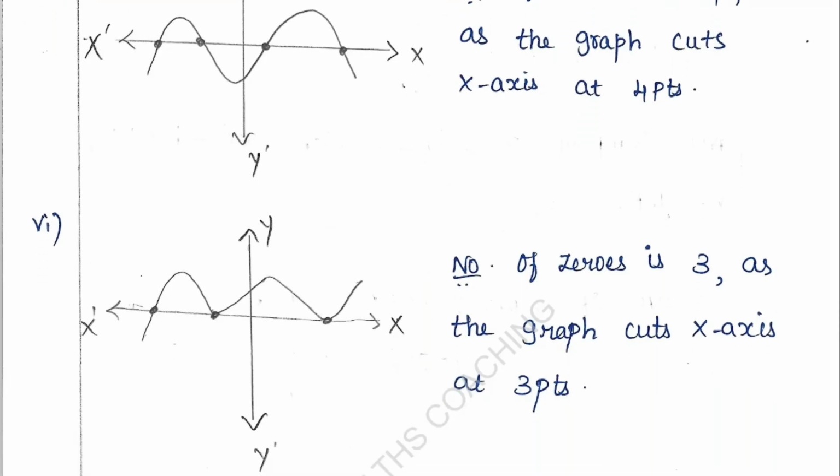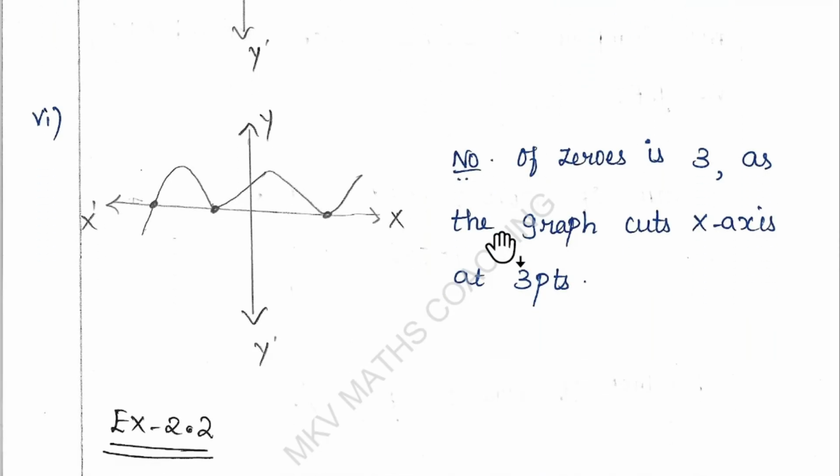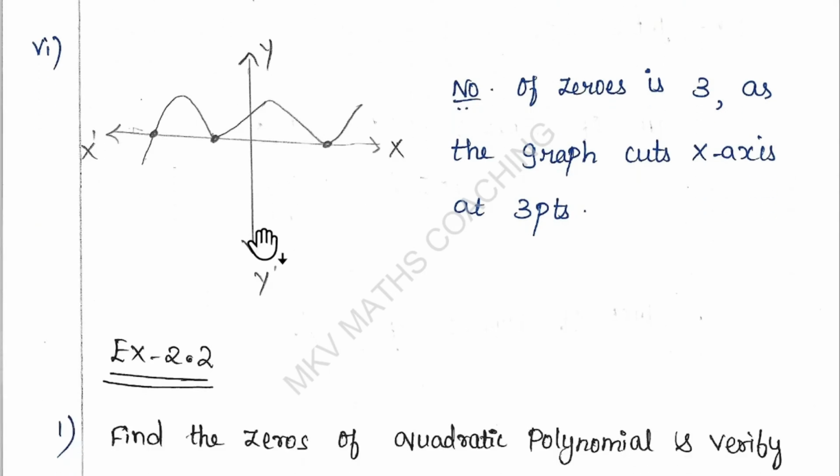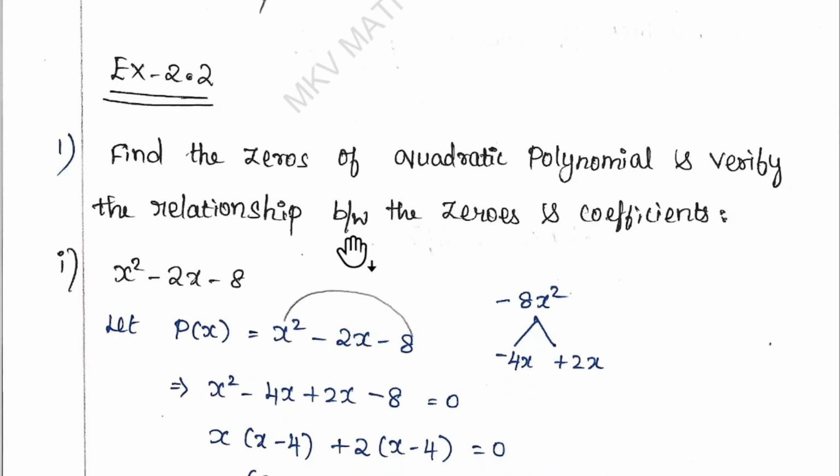This is just for MCQ purposes, and this chapter has a weightage of 4 to 5 marks, and you can easily score in this chapter if you understand the concept clearly. Okay, let's move on to exercise 2.2.